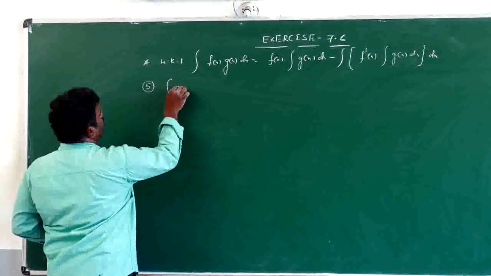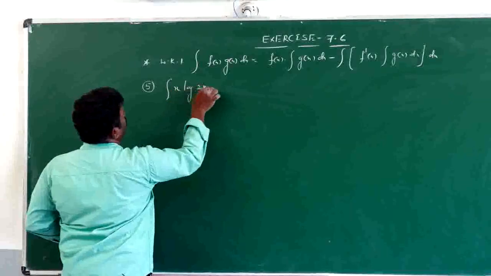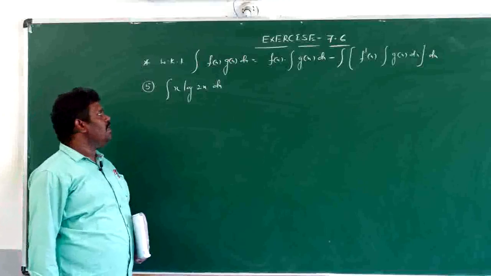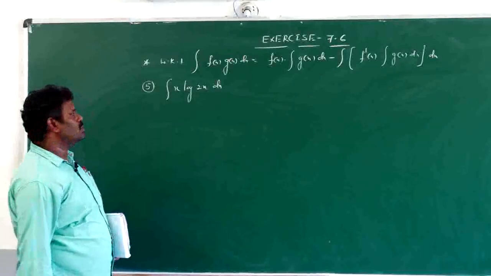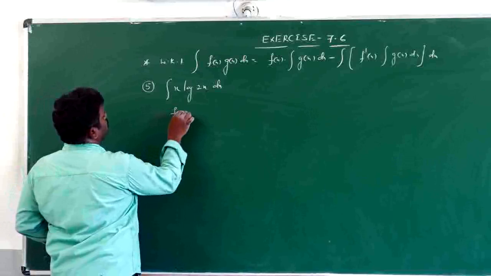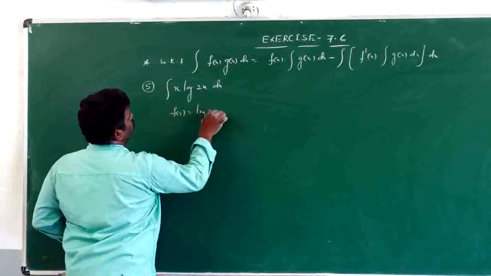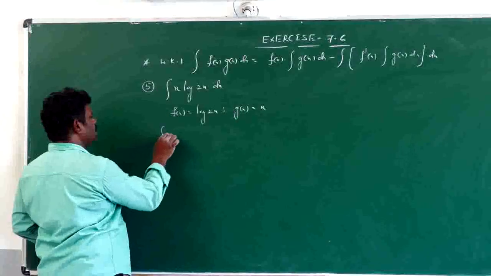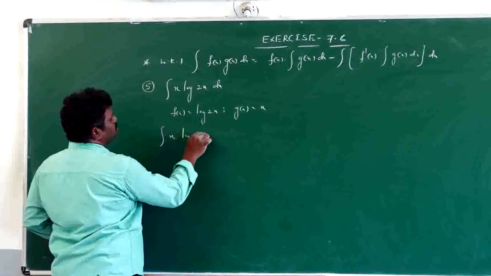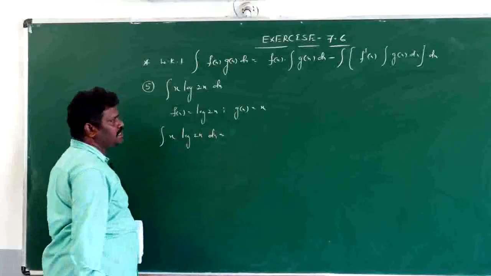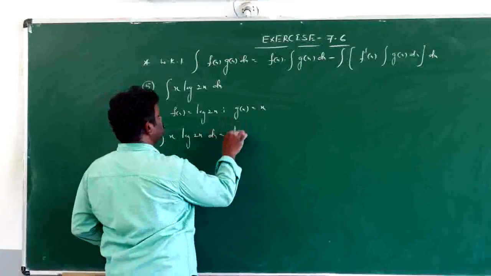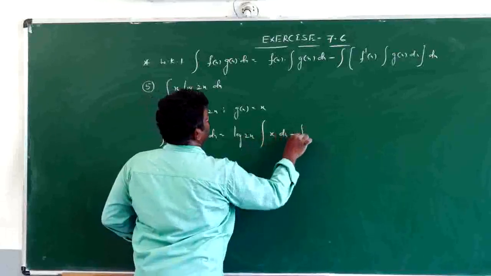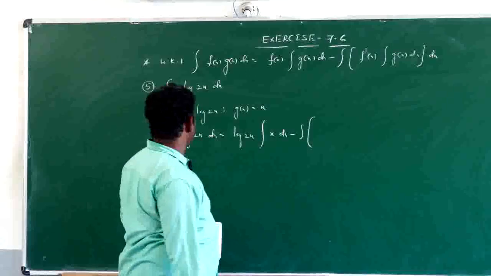Integral x into log 2x dx. Here f of x is the first function, the log function, so f of x is equal to log 2x, and g of x is equal to x. Then integral x into log 2x dx is equal to f of x, my first function log 2x, integral x into dx, minus integral of f dash of x.